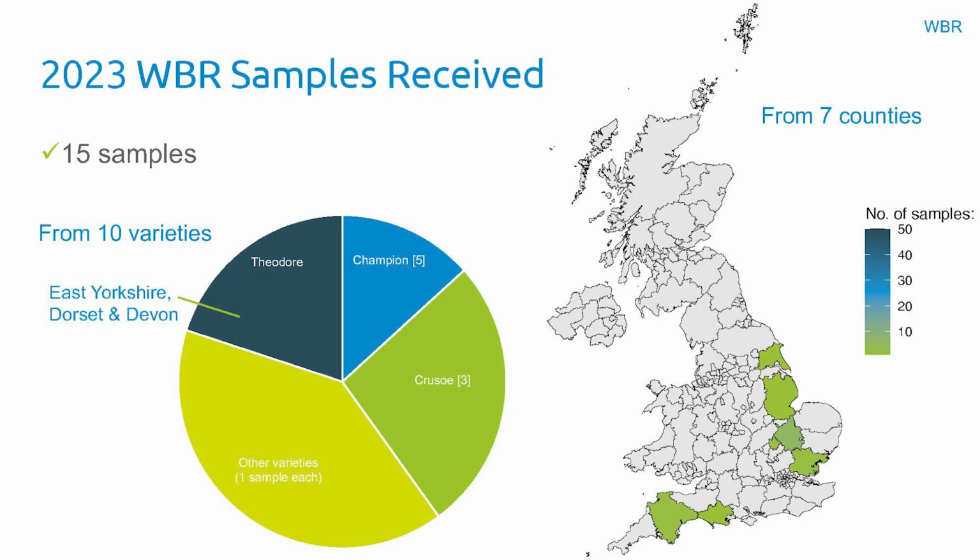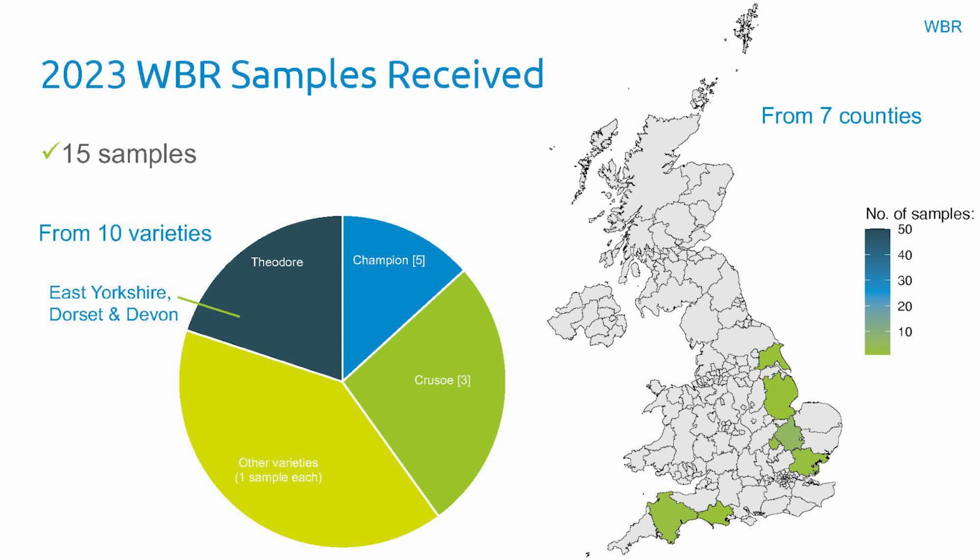So now we come on to my 2023 brown rust samples received. I received 15 samples. They came from 7 counties. We had some samples in from the southwest and from some of the eastern counties. They came from 10 varieties.